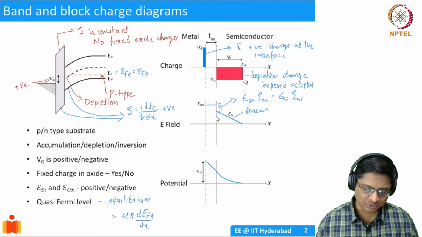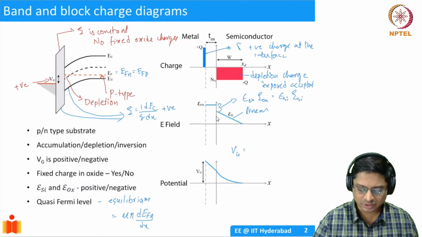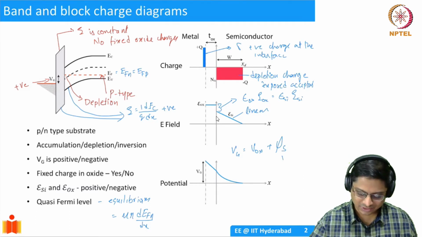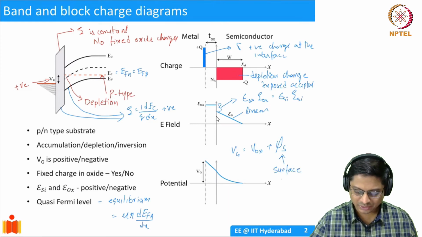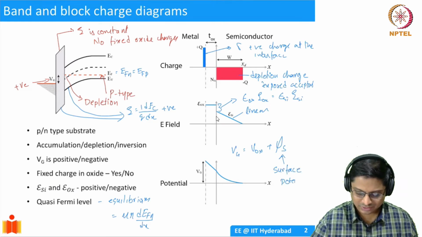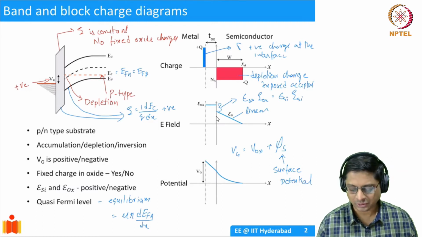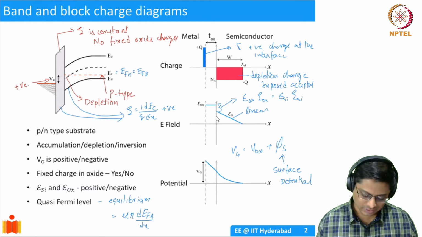That jump, we will actually run a simulation on NanoHub and show you that this exactly turns out to be true. And of course, for your potential, you can always write the applied gate voltage VG should be equal to the potential drop across the oxide plus what we called the surface potential. Let me call it phi S. In the last class I used psi S, but now I'm using phi S because it's consistent with other notations. So please note this change.